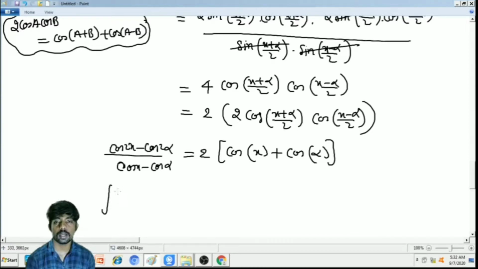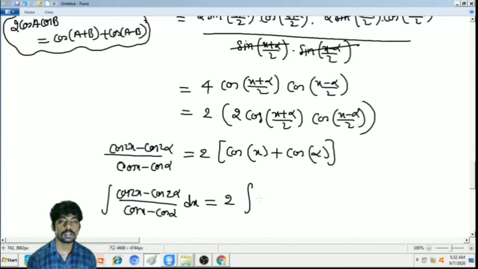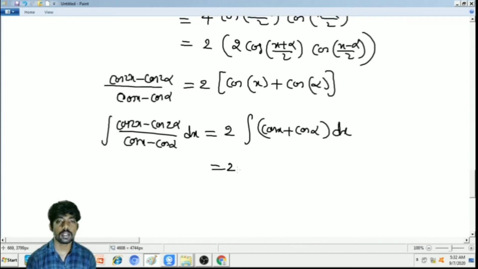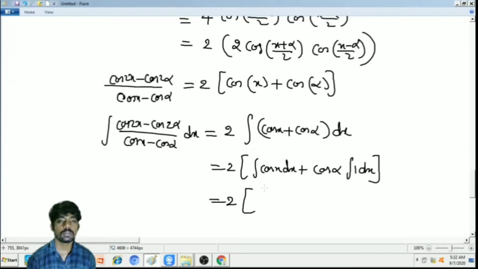Now if I integrate that, the integral of (cos 2x minus cos 2 alpha) by (cos x minus cos alpha) dx is equal to 2 into the integration of cos x plus cos alpha dx. If I integrate further, 2 into the integration of cos x dx plus cos alpha outside because that is constant, 1 dx. So 2 into sin x plus x cos alpha, plus c. This is the solution.